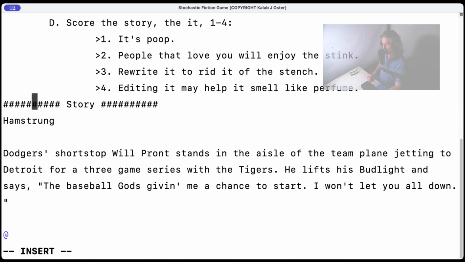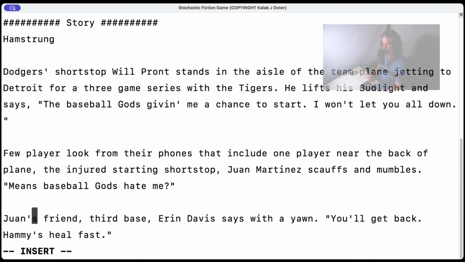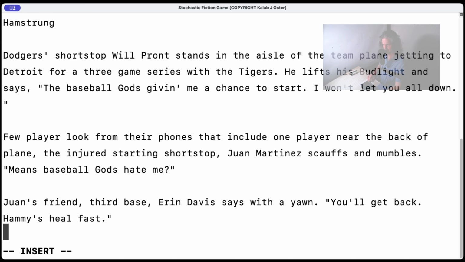Story's called Hamstrung. Dodgers shortstop Will Prompt stands in the aisle of the team plane jetting to Detroit for a 3-game series with the Tigers. He lifts his Bud Light and says, "The baseball gods have given me a chance to start. I won't let you all down." Few players look up from their phones. That includes one player near the back of the plane. The injured starting shortstop Juan Martinez scoffs and mumbles, "Means baseball gods hate me?" Juan's friend, third baseman Aaron Davis, says with a yawn, "You'll get back the hammy he'll fast."